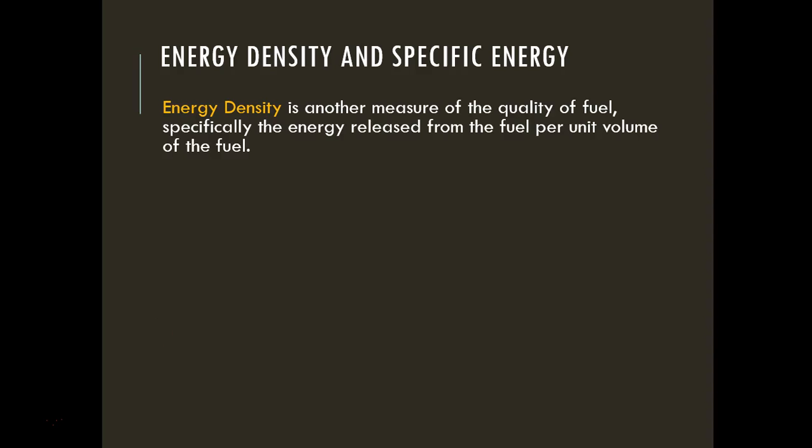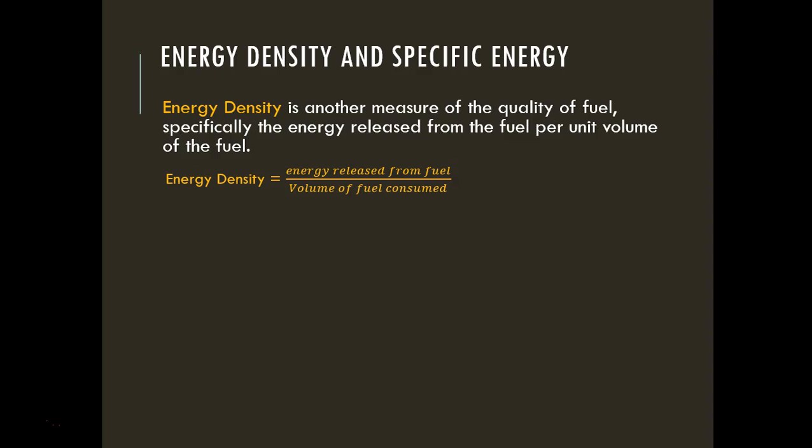All right, so we can quantify the quality of energy with energy density and specific energy. The energy density is the energy released per unit volume of the fuel. So again, the more energy we have per unit volume, the higher quality the fuel is. Now, energy density can be calculated with this formula. This formula is in the data booklet. It's the energy released from the fuel divided by the volume of fuel.